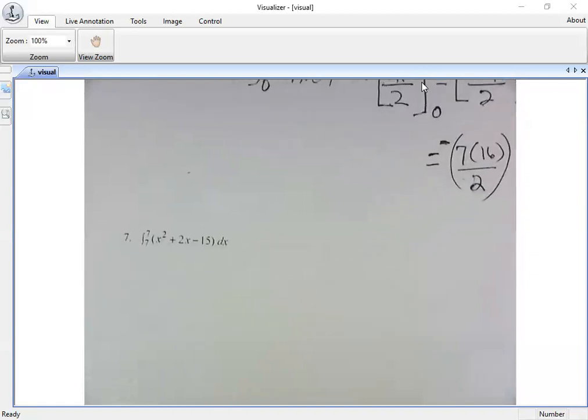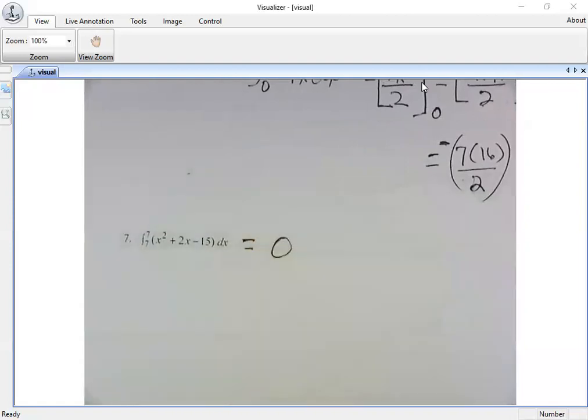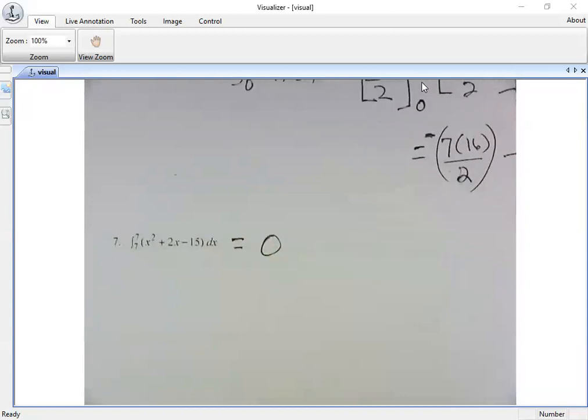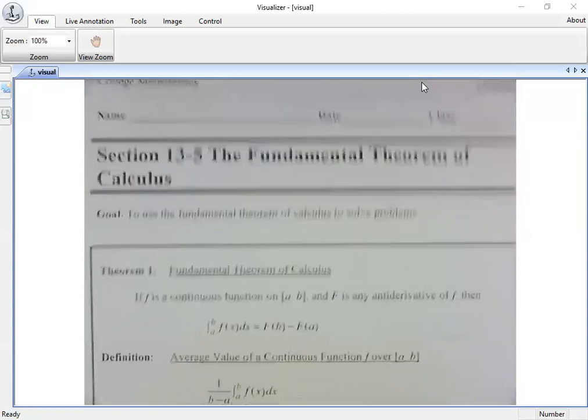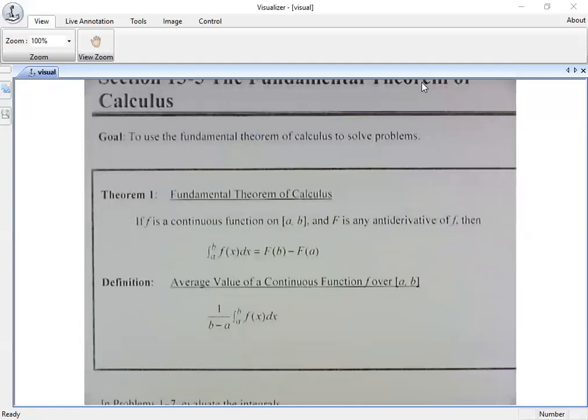Does anybody see a shortcut on 7? Yeah, the limits are the same. I don't have to do anything other than say that's going to be 0. And we need a pile of those on the test. Yeah, those would be good, wouldn't they? Nice and easy. That's 0. You probably will not see many of those, but if you did, that's how you would answer it. So go ahead.